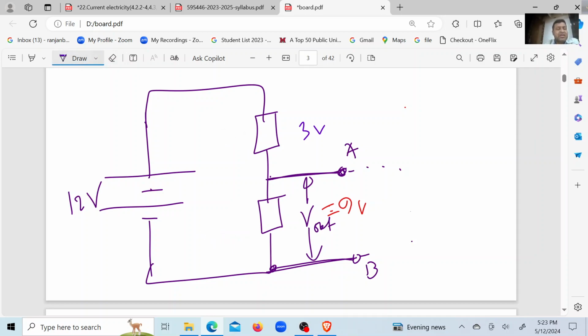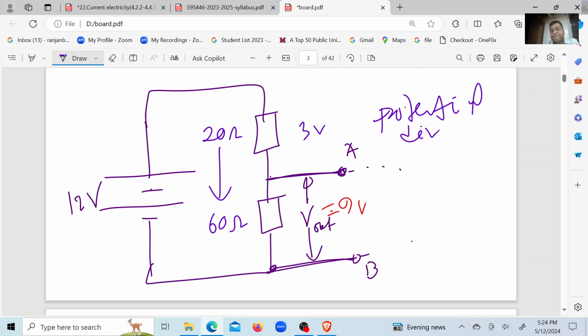So change the resistance values so that the ratio becomes 1 is to 2. You can make it in this way: it is 20, it is 60. The resistance ratio is 1 is to 2, so the voltage ratio will be 1 is to 2, right? So if you connect the device to the output terminal AB, it will get 9 volt. This is called potential divider, right?